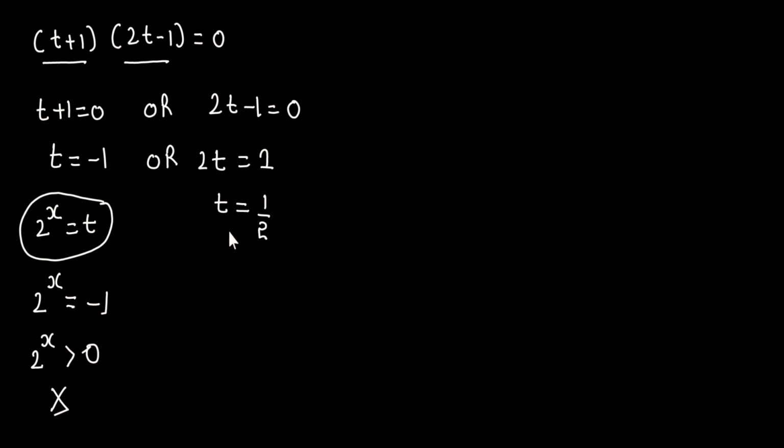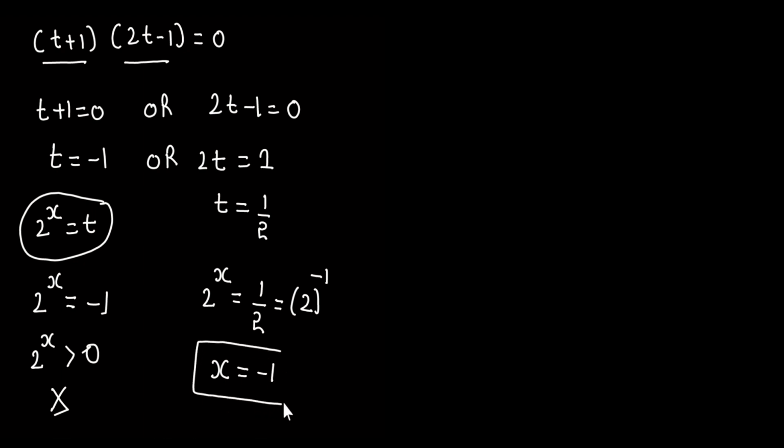We take the second case, that is t is equal to 1 by 2. So 2 raised to power x comes out to be 1 by 2, and I can write 1 by 2 as 2 raised to power minus 1. From this we see that their bases are the same, so their powers must be the same. So we got x is equal to minus 1 as our solution.